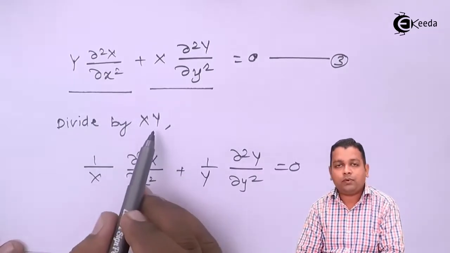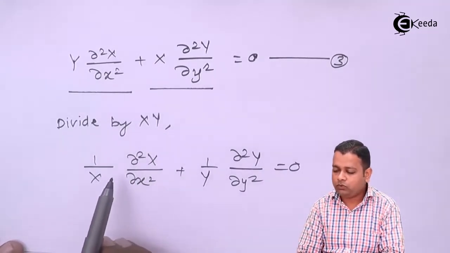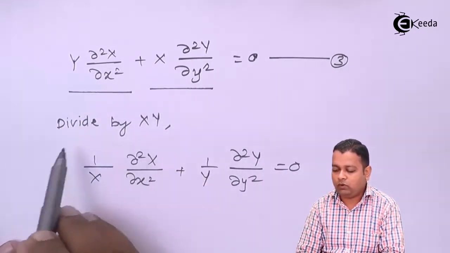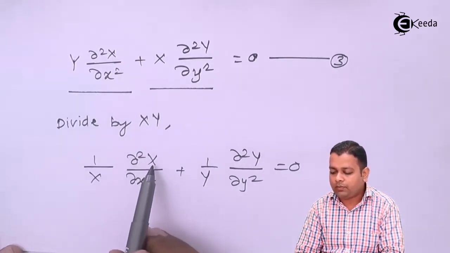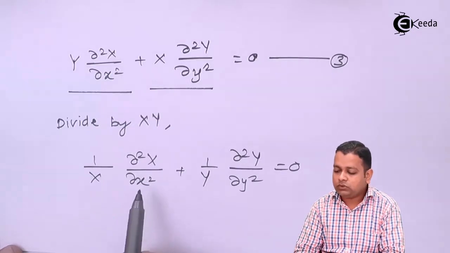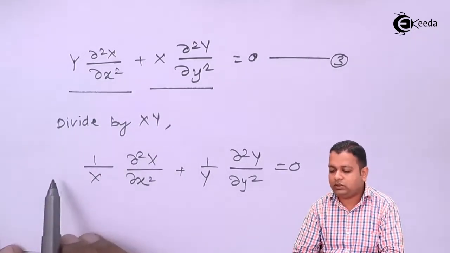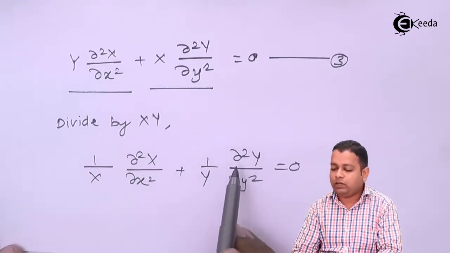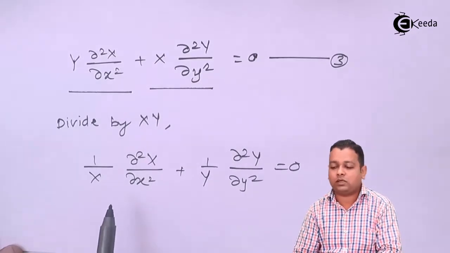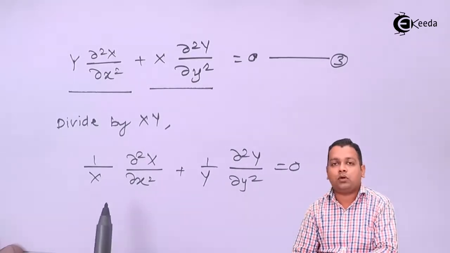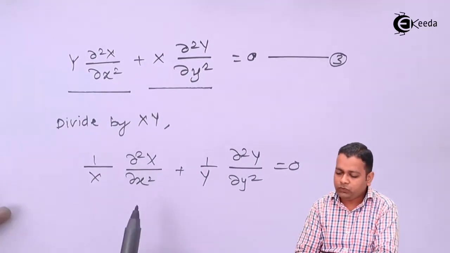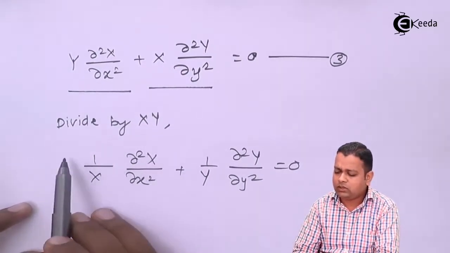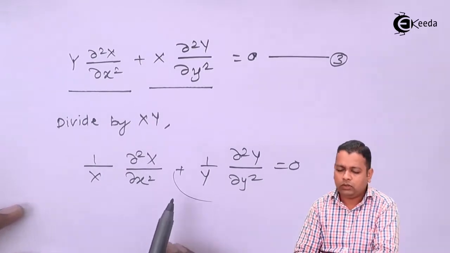So by dividing capital XY to both these terms, we got this form. So this is 1 upon capital X del 2 capital X upon del x square. So this is the term of x only. This is the term of y only. If you substitute the value of x and y here, it will be a constant.